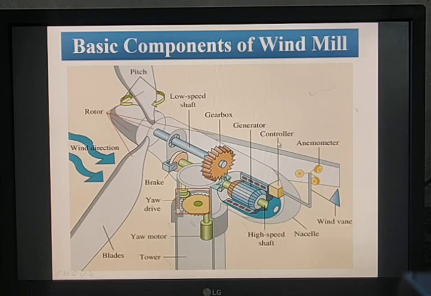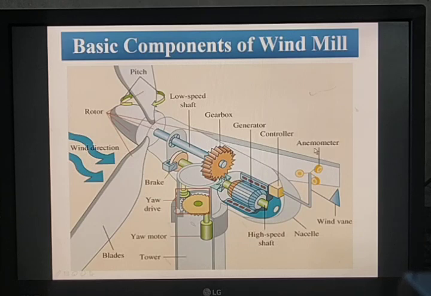Controller is used to control the turbine. Suppose wind speed is above 55 miles per hour, the turbine may be damaged, so at that time it is automatically stopped with the help of the controller. Normally wind speed is about 8 to 16 miles per hour. The maximum withstand capacity is less than 55 miles per hour. The controller will sense the speed with the help of the anemometer. Suppose the speed is maximum, automatically with the help of the controller, the wind system is shut down.